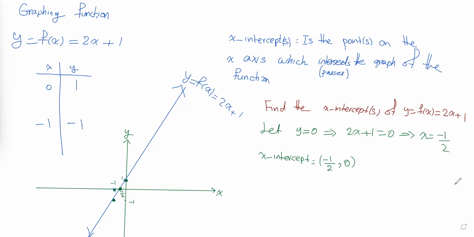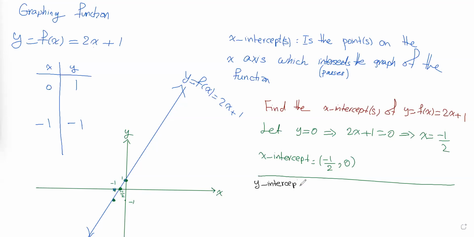Okay, so how about y-intercept? First of all, y-intercept basically means the intersection of the graph with the y-axis. The point where your graph intersects the y-axis is called the y-intercept. So maybe it's a good idea to write its definition first.